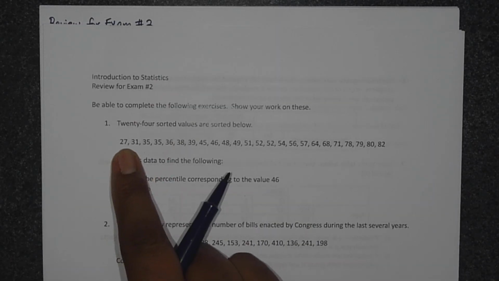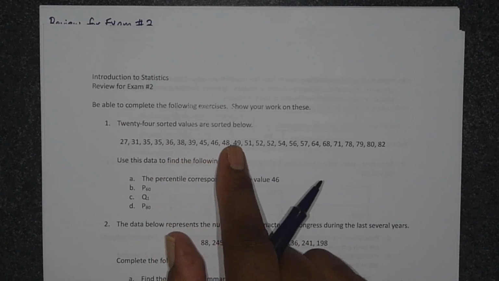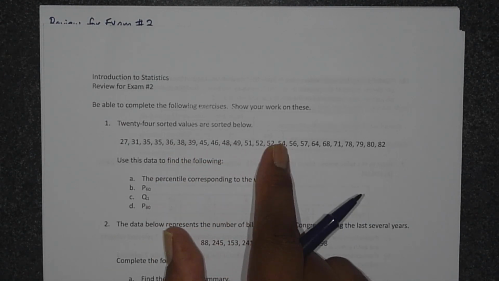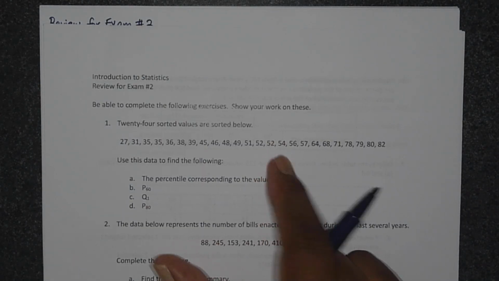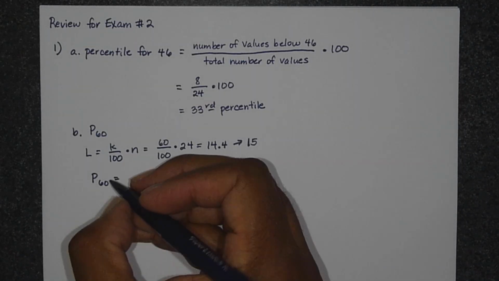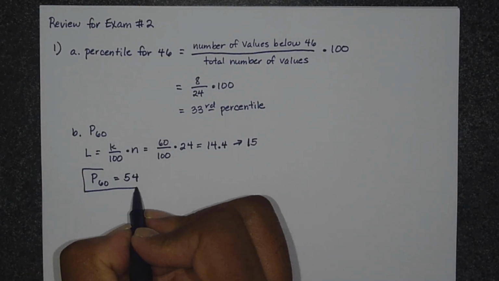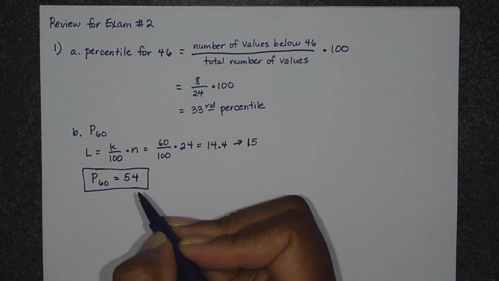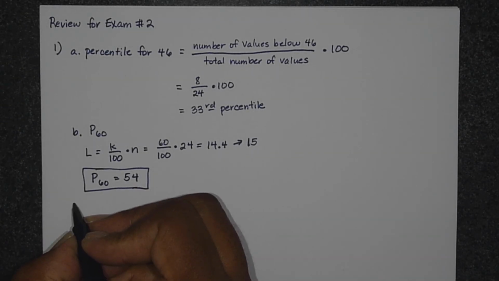So in this case, we're going to go to the 15th number. That's going to be 1, 2, 3, 4, 5, 6, 7, 8, 9, 10, 11, 12, 13, 14, 15. So that 54 right there represents the 15th number, and that's going to be the number that's in the 60th percentile. Are there any questions about part B?